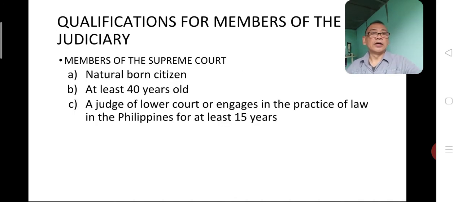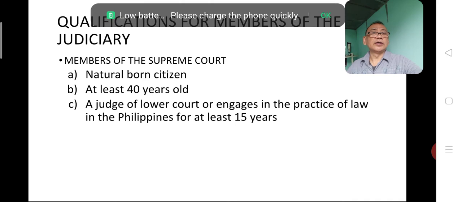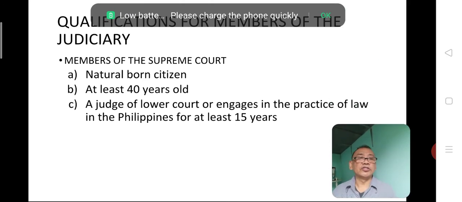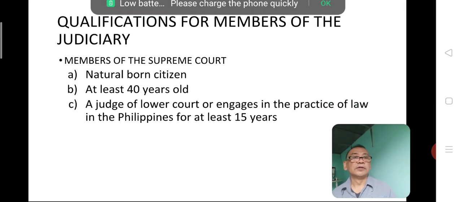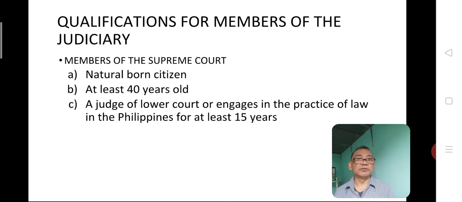Now, what are the qualifications of the members of the Supreme Court? Okay, let's start with the top. He should be a natural-born citizen, at least 40 years old, a judge of a lower court, or engaged in the practice of law in the Philippines for at least 15 years. Okay? So take note of that for the Supreme Court.